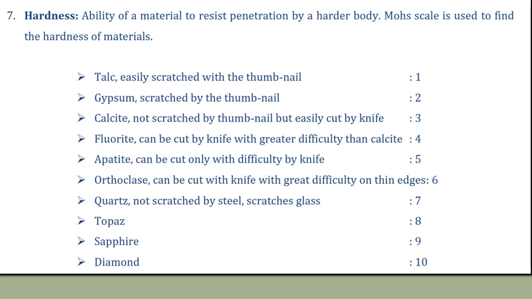So Mohr's scale. First, talc mineral, easily scratched with the thumbnail, hardness 1. Gypsum, scratched by thumbnail, hardness 2. Calcite, not scratched by thumbnail but easily cut by knife, 3. Fluorite, can be cut by knife with greater difficulty than calcite, 4. Apatite, 5. Orthoclase, 6. Quartz, not scratched by steel, scratched by glass only, hardness 7. Topaz 8, sapphire 9, and diamond 10. So the hardest material is diamond and the softest is talc.